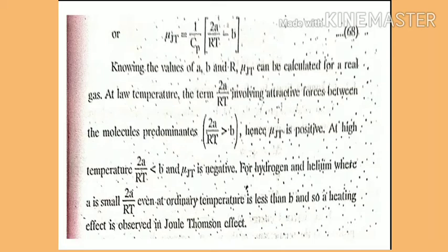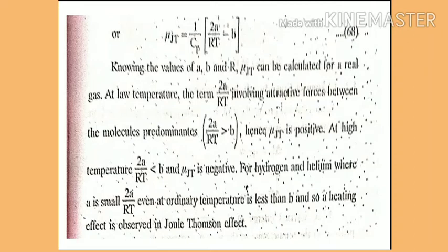If the Joule-Thomson coefficient is positive, then a cooling effect is observed. It means if a gas is passed through a porous plug from higher pressure to lower pressure, then a drop in temperature will be observed when mu_JT is positive, and it happens at low temperature. At higher temperature the value of mu_JT is negative. It means the heating effect is observed.